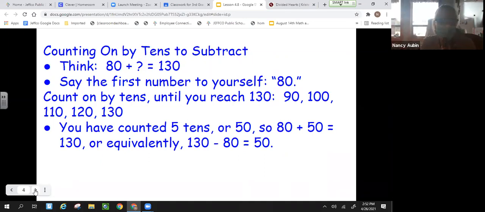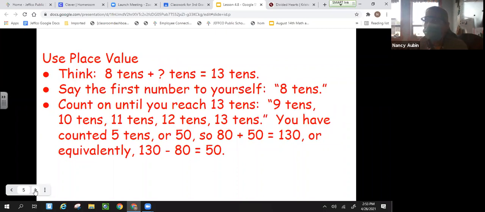That's one strategy. Use place value. You can think 8 tens plus how many tens equals 13 tens? Because isn't 130 really 13 tens?